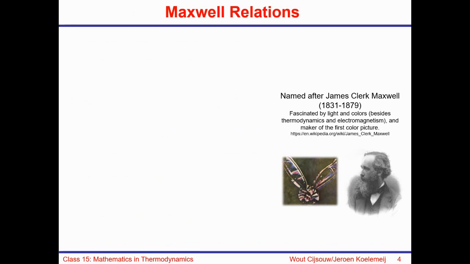The Maxwell relations are named after James Clerk Maxwell, one of the great minds of the 19th century. His name is often mentioned, and he's considered to be on par with people like Einstein and Newton, and he has done many things. He was fascinated by light and colors. He was the maker of the first color picture.